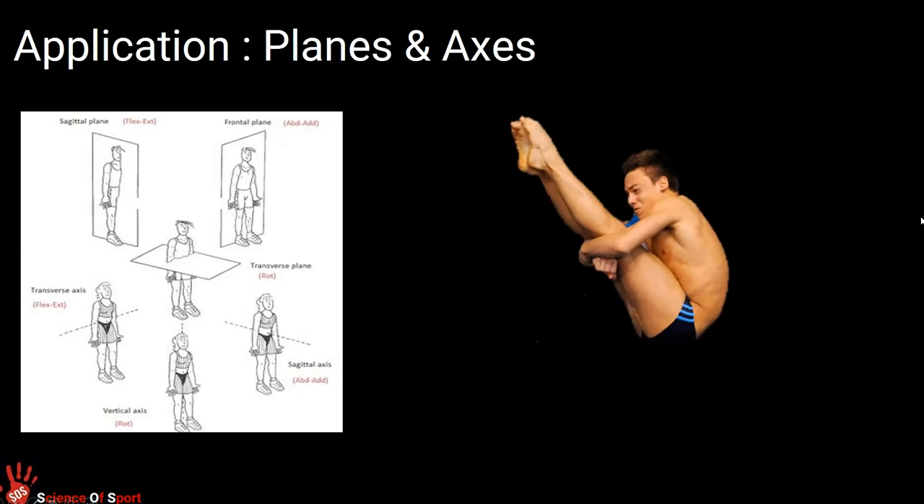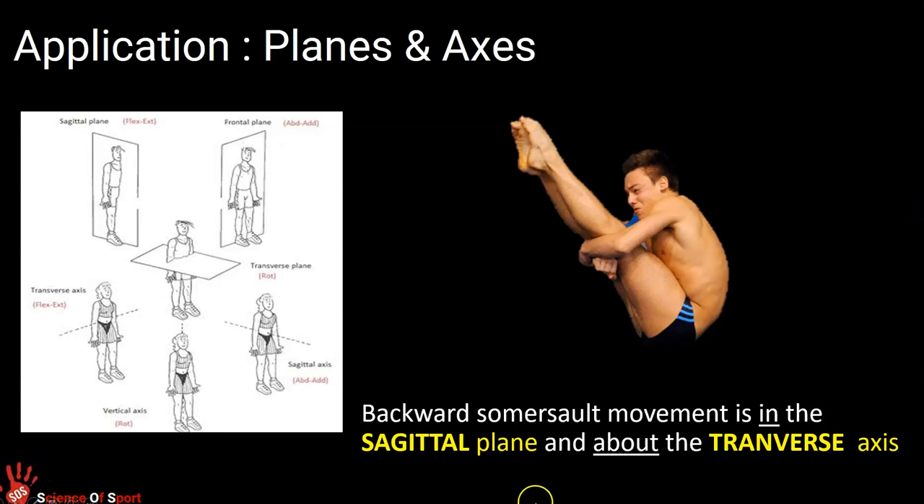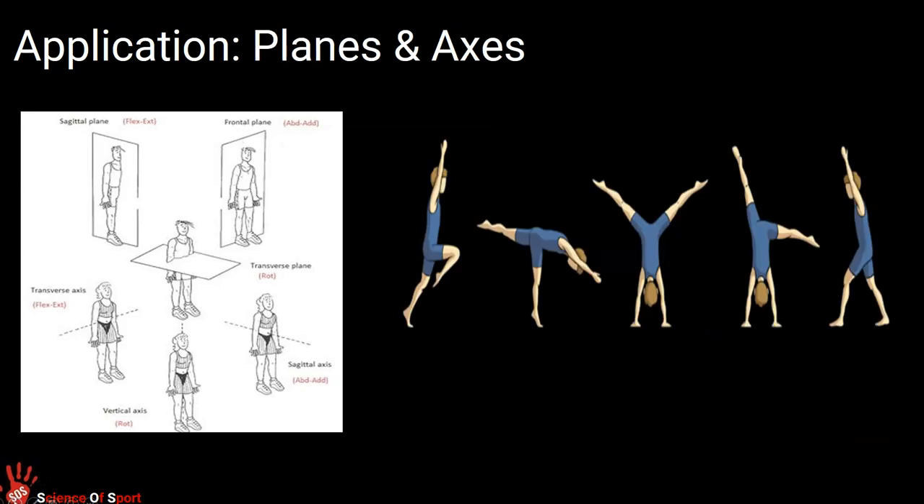So have a little think, look at the diagrams. We've got a backward somersault. Hopefully you saw that the backward somersault involved our Tom Daly rotating in the sagittal plane and about the transverse axis.